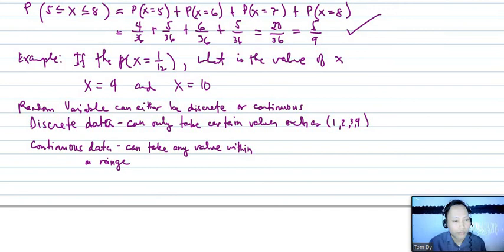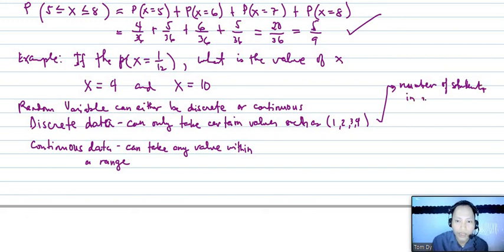And then also, for continuous data, it can take any value within a range. So we have our example for discrete data. Let's say an example of discrete data is the number of students in a class. If you have noticed the number of students in a class, let's say 35, 42, 20. In other words, these are all whole numbers.